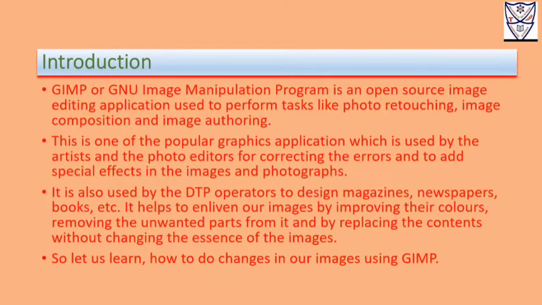Let's start with introduction. GIMP or GNU Image Manipulation Program is an open source image editing application used to perform tasks like photo retouching, image composition, and image authoring. This is one of the popular graphics applications which is used by the artists and the photo editors for correcting the errors and to add special effects in the images and photographs. It is also used by the DTP operators to design magazines, newspapers, books, etc.